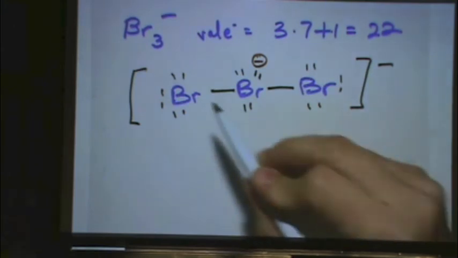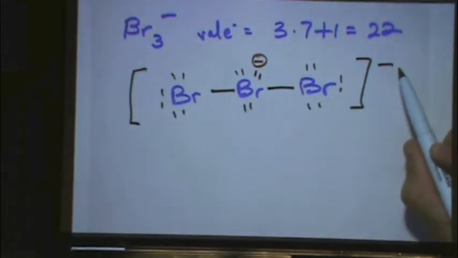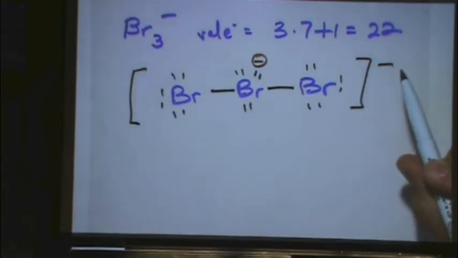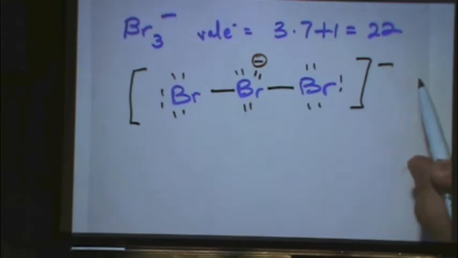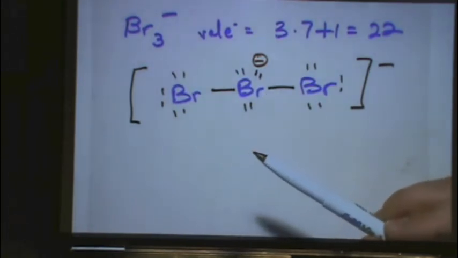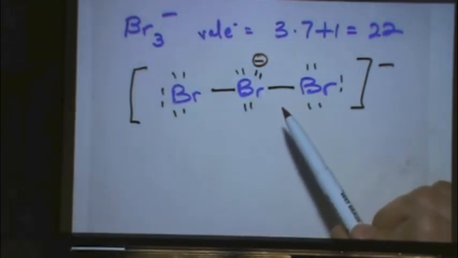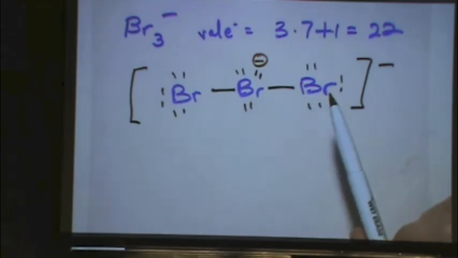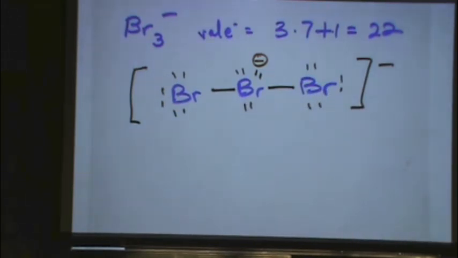Remember, the sum of the formal charges equal the overall charge of the molecule. What is the sum of the oxidation states equal, by the way? Also the overall charge. Doesn't matter which one you use. The formal charge is based on covalence, and the oxidation state is based on ionic type bonding. Okay, so now we got that.